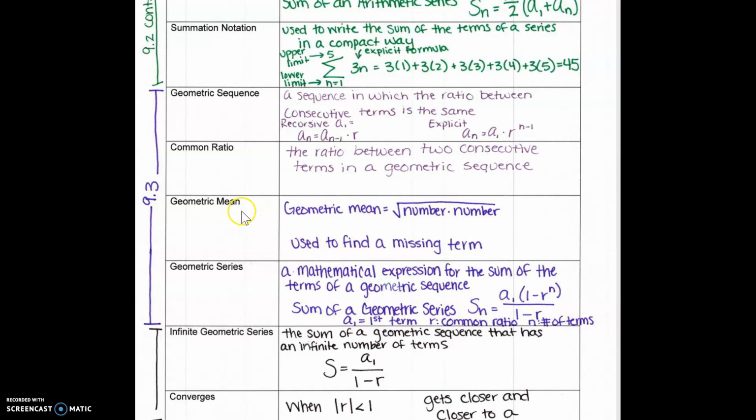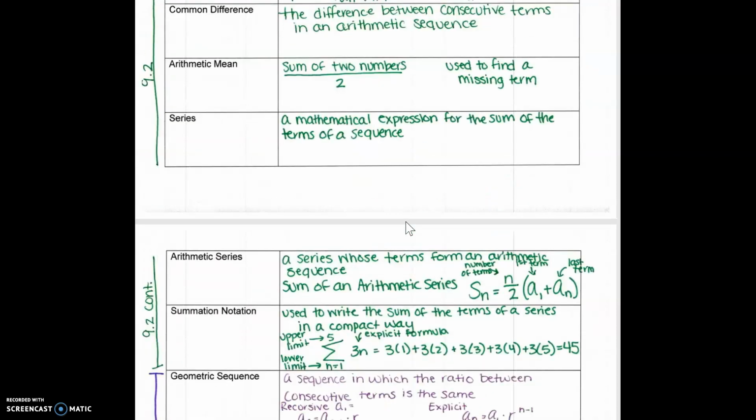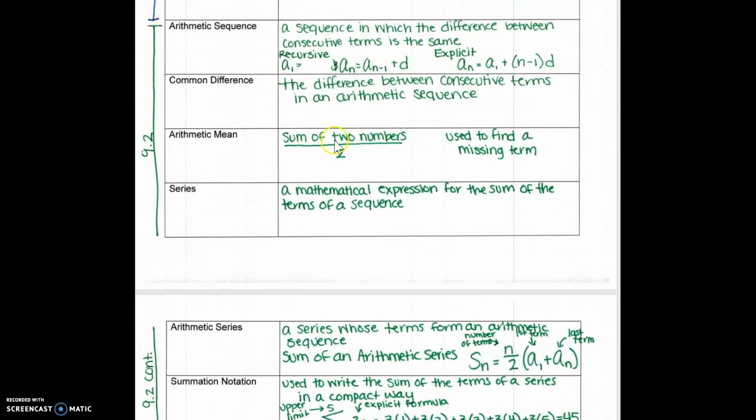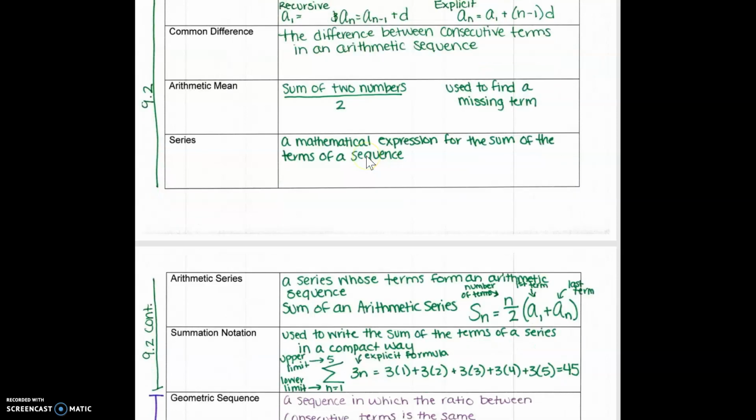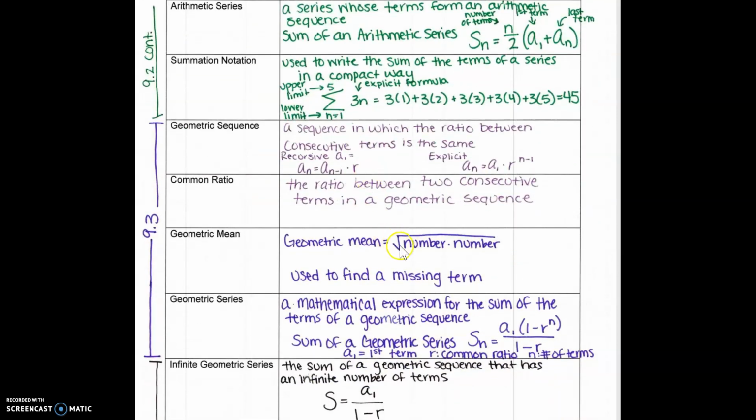In order to find the missing term in a geometric sequence, you're going to go ahead and find the geometric mean, where you're going to take the two numbers on either side, multiply them, and then take the square root. And we'll do some examples later. So with arithmetic, up here, we did the sum of two numbers and then divided by 2 to find the missing number. For geometric, you're going to take the square root of the two numbers multiplied.